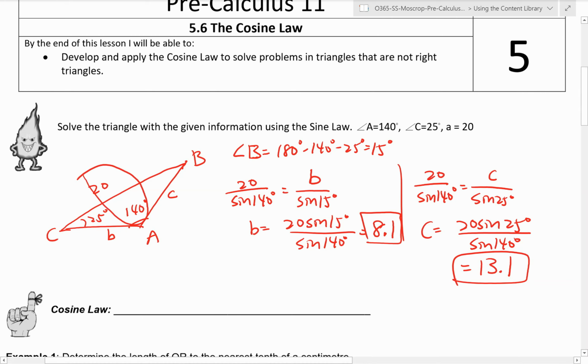So again, the key thing for using sine law is that you must have a pair. Sometimes we don't. Sometimes we get the pairs, but we don't have other angles. So we might need to use a different rule, and I'm going to show you cosine law right here.